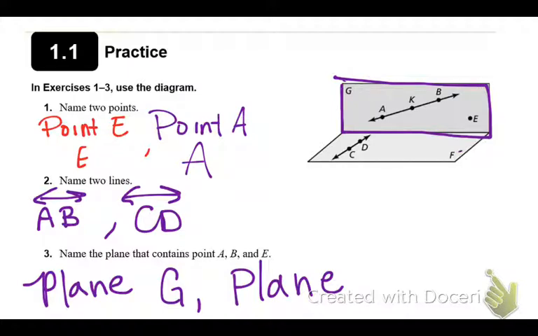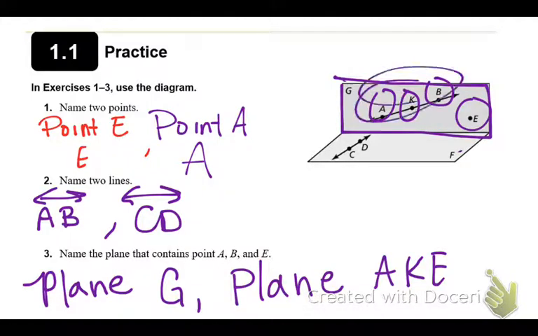Close. G is not a point. So we could say AKE. I'm glad you said it, though. So any 3 of these, as long as it's not just the 3 that are on the same line. So you could say AKE, EBK, EKA, you get it, ABE.